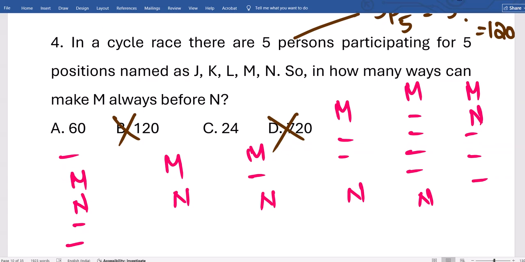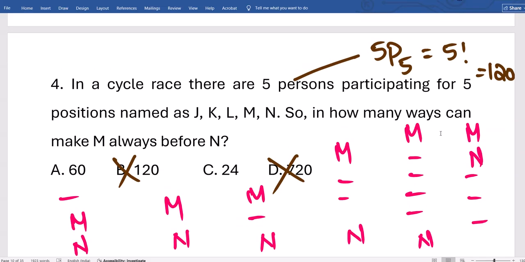But instead, very simple, instead of writing all these possibilities, which would show 60 as the answer, use the simple logic: only two cases, M before N or N before M. Total 120, this will be 60, that will be 60. Total 120 for 5 positions and 5 persons, and this will be split as 60.